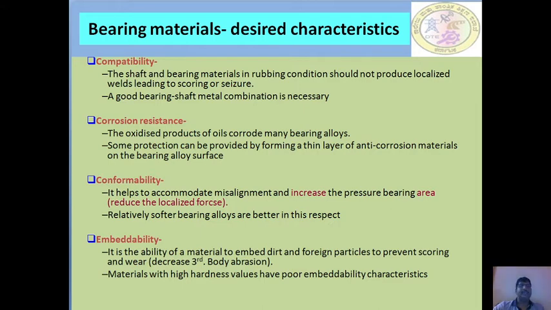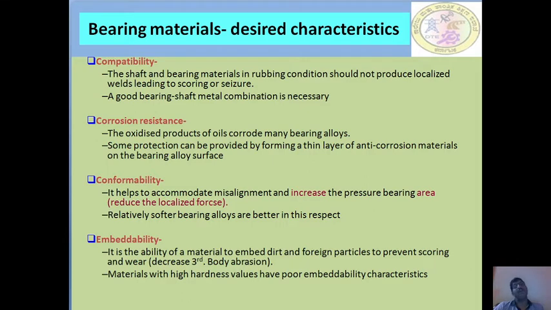And compatibility. The shaft and bearing materials in rubbing condition should not produce localized welds, leading to scoring or seizure of metallic surfaces. When the load is too high and extreme boundary lubrication exists, the film can be absorbed by both parts. Hence, seizure of metallic surfaces may take place. Hence, compatibility is a very important characteristic while we are selecting the bearing materials. A suitable bearing and shaft metal combination is necessary as usual.